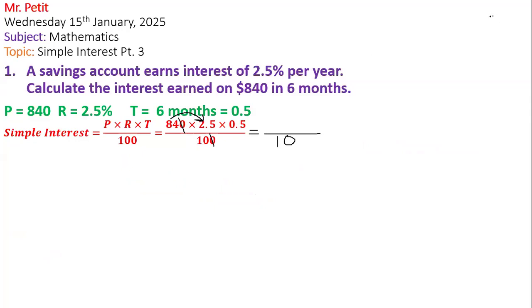So 84 multiplied by 2.5. Now with 2.5, what number is behind the decimal point? The 5. So we only have one number behind the decimal point. So 5 times 4 is 20. Put the 0 down, put the 2 up. 5 times 8 is what? 40, plus 2 is 42. Then we put the 0 down.